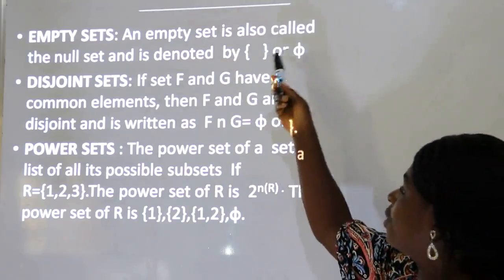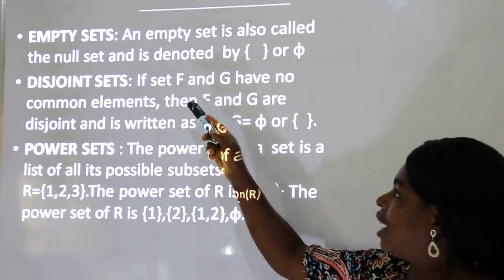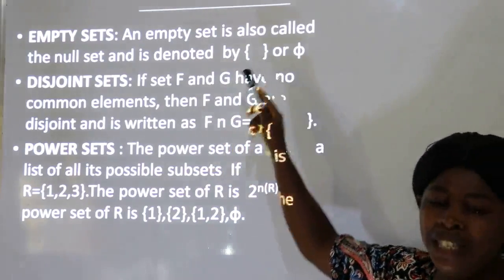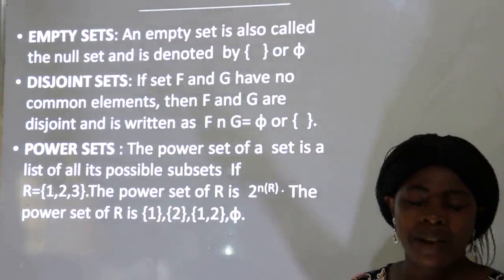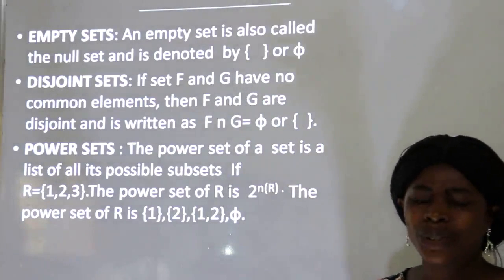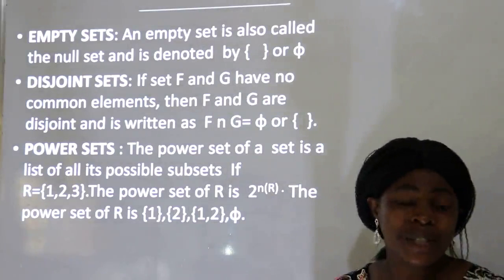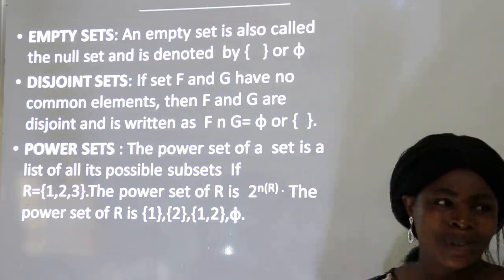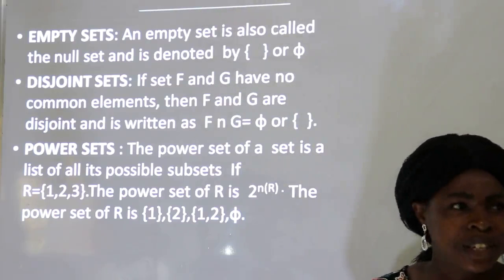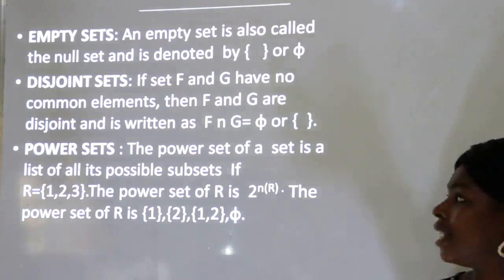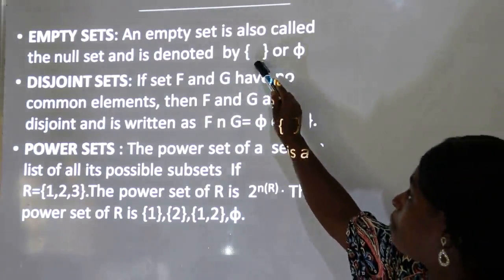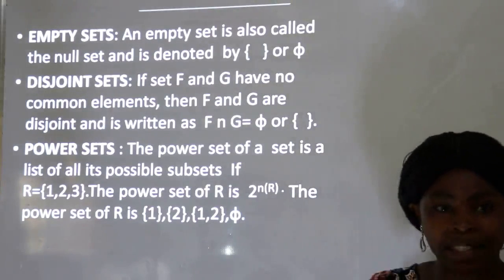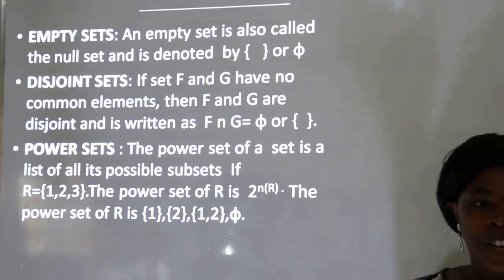An empty set is also called a null set. It is denoted by empty curly brackets. You can open and close the curly bracket. Remember I said we don't use just any bracket for a set. If it is not a curly bracket, then it is not a set. So we use curly brackets. You can see it's empty. We call it an empty set.